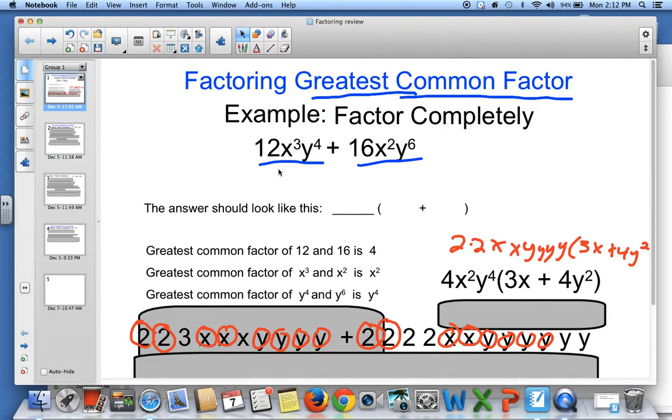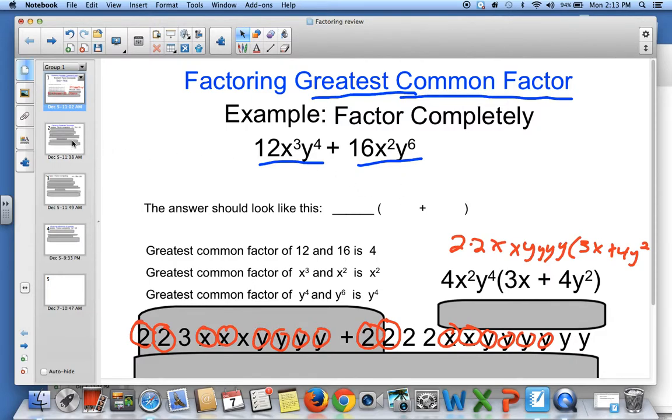So 12 divided by 4 is 3. x to the third divided by x to the second is x. y to the fourth divided by y to the fourth is 1. So I get that. And a similar thing here. So that would be our final answer. So the first thing we always look for is to see if we can find common factors. And the more you practice it, the better off you're going to get with doing it.